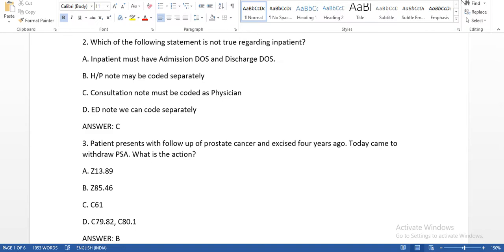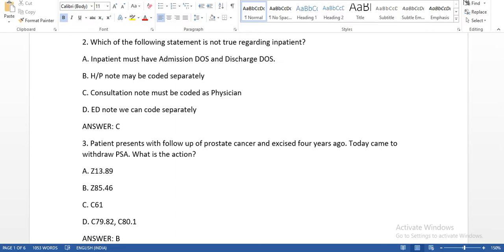So for the second question our answer is C. Consultation note must be coded as physician is not correct. As our question is asking which is not true, consultation note must be coded as physician is not true. The rationale for this answer is, if the consultation date of service is other than the through dates, like admission or discharge, then it can be coded as hospital outpatient services. Through means it is in the middle of admission DOS and discharge DOS.